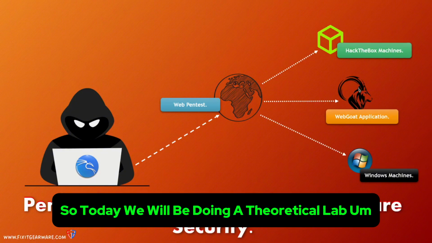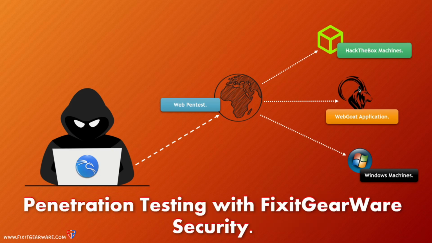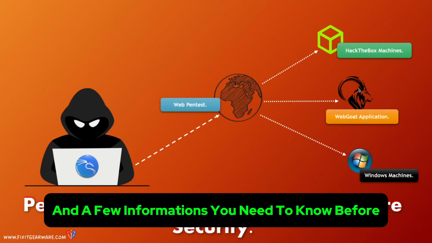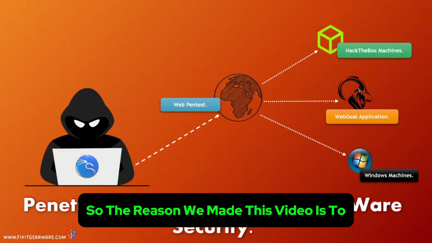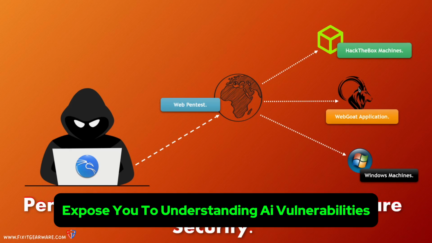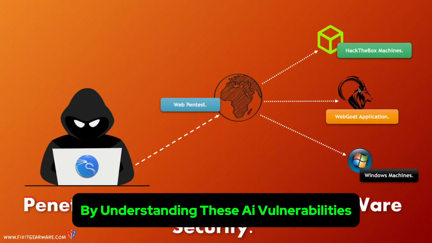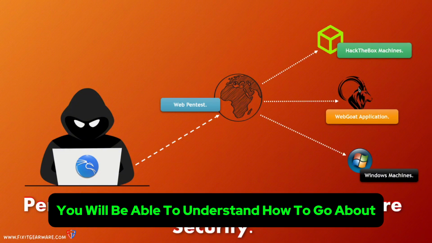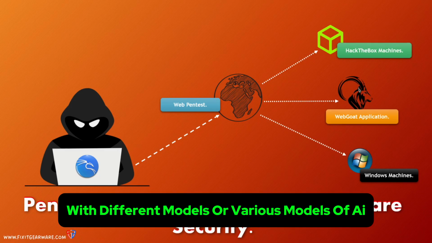So today we will be doing a theoretical lab. This theoretical lab has to do with artificial intelligence and a few pieces of information you need to know before getting yourself familiar with prompt injections in AI. The reason we made this video is to expose you to understanding AI vulnerabilities. By understanding these AI vulnerabilities, you will be able to understand how to go about conducting vulnerability research with various models of AI.